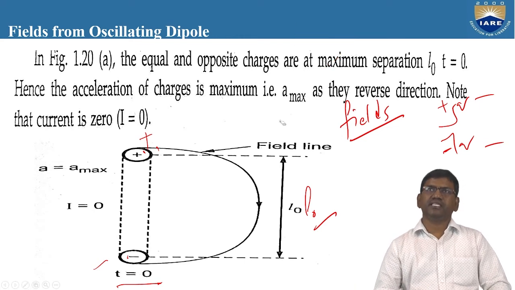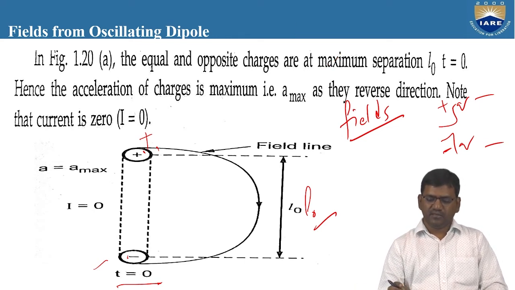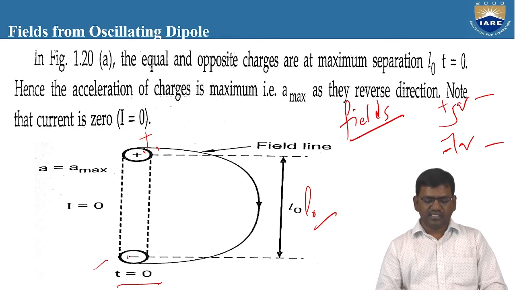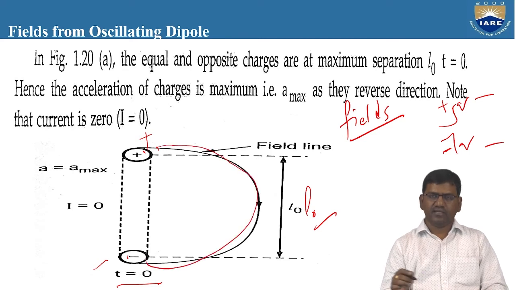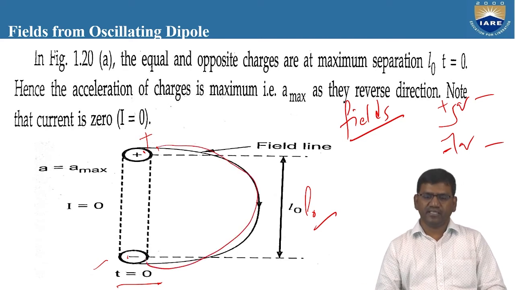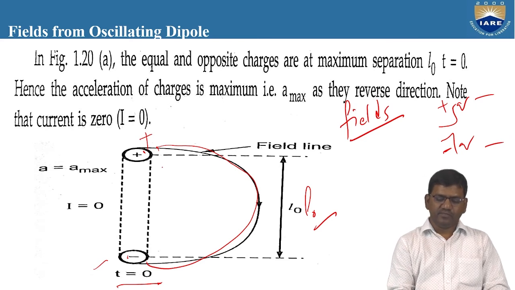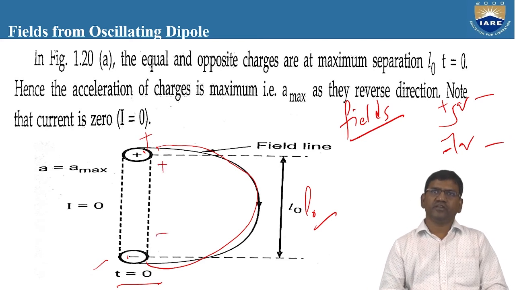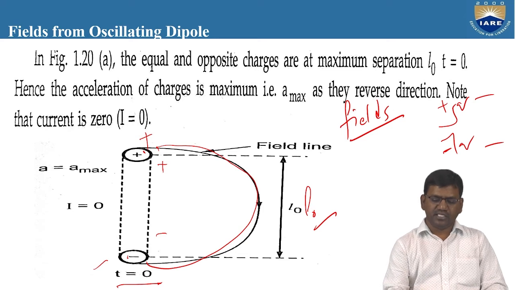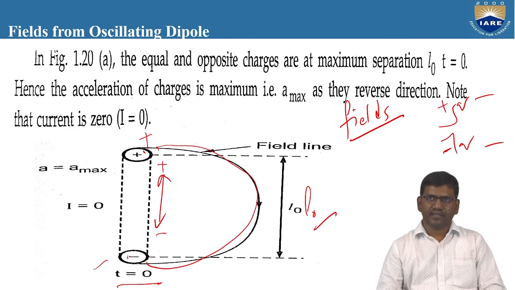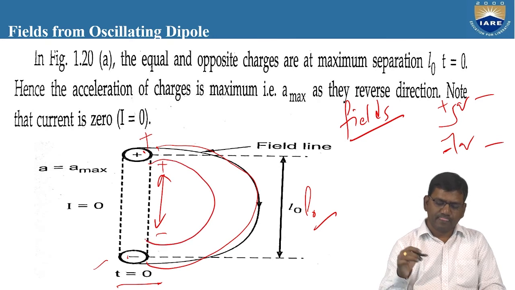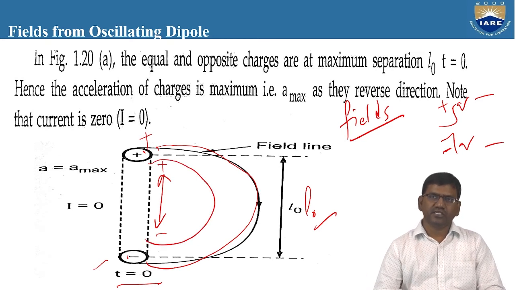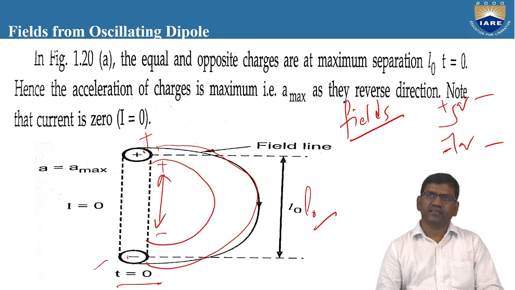So when the separation is maximum, you can observe that the positive and negative charges are at a farther distance. The field line will be like this. That means one radiation field is happening here. Now slowly, if the positive charge and the negative charge start moving, that means if the distance between them decreases, then this field line will also vary like this.